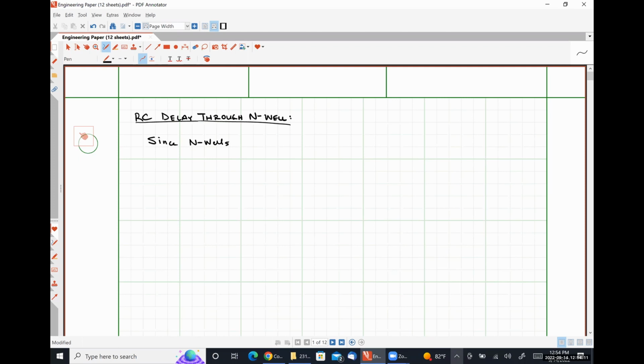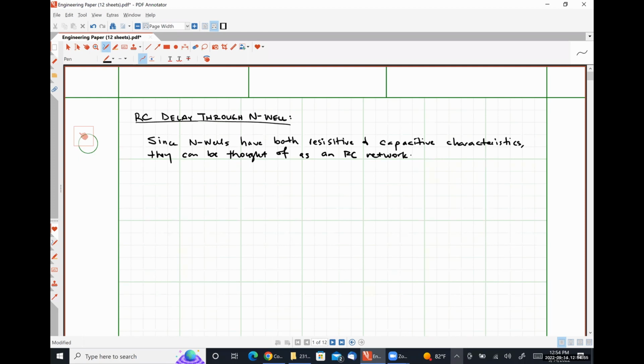Since n-wells and p-wells have both resistive and capacitive characteristics, they can be thought of as an RC network. So effectively, something like this.